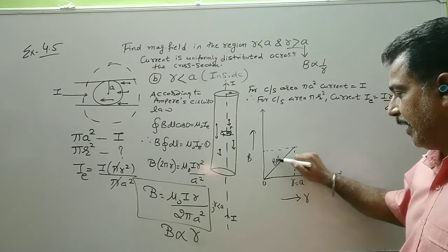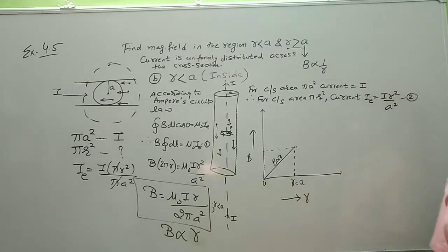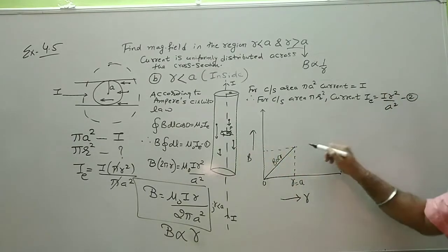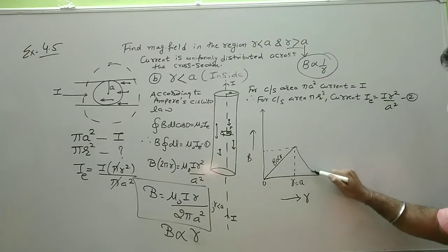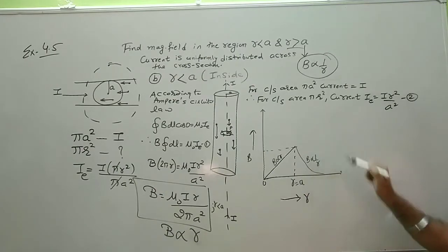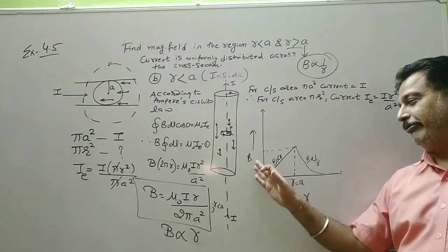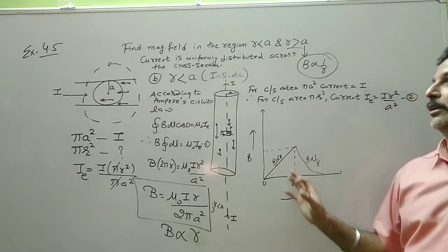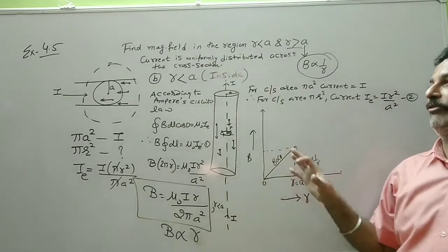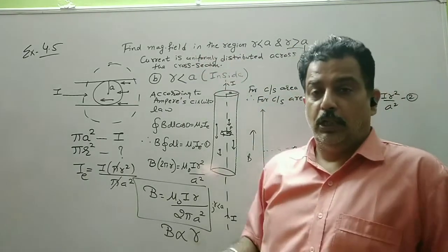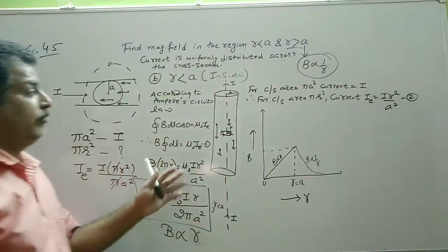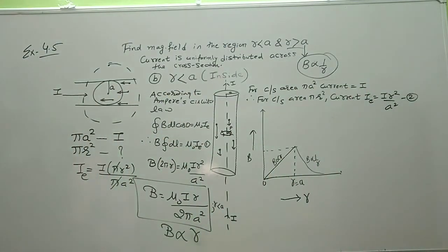So B is directly proportional to R. And as I move away from this wire, the magnetic field intensity is in inverse relation, that is it decreases. So this is the important graph of B versus R for the magnetic field intensity if the current is uniformly distributed over the cross section of the wire.